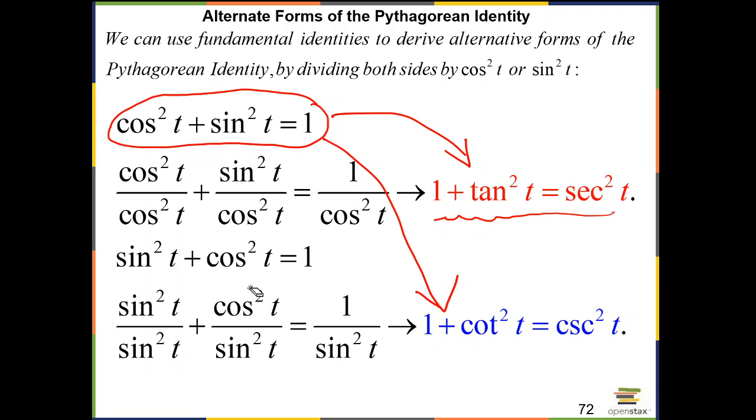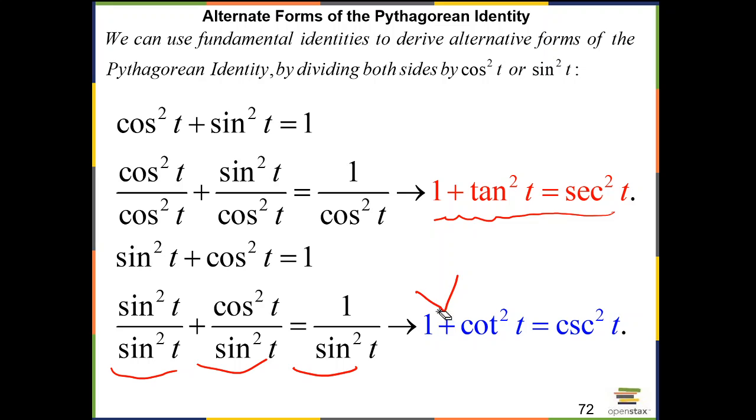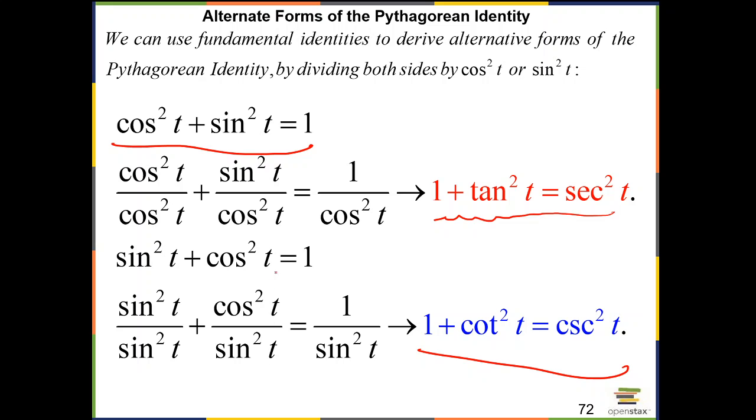And if you divide everything by sine squared, then you get 1 plus cotangent squared equals 1 over sine squared, which is cosecant squared. So 1 plus cotangent squared is cosecant squared. So we got 3 forms of Pythagorean identity. This one, that one, and this one. 3 forms of Pythagorean identity.